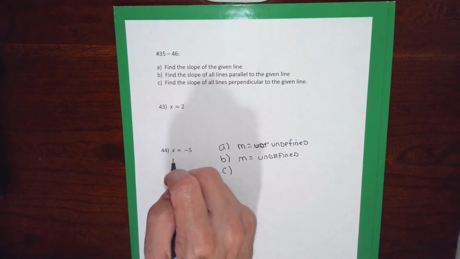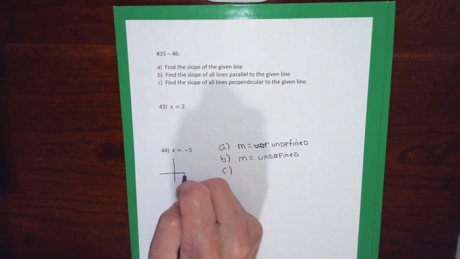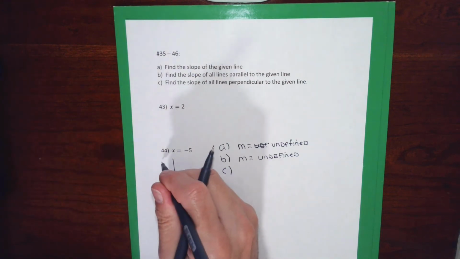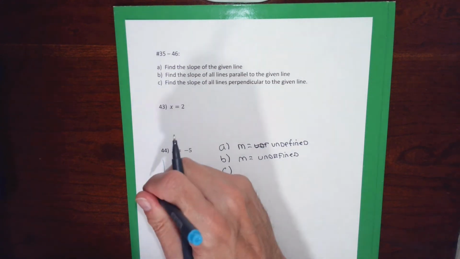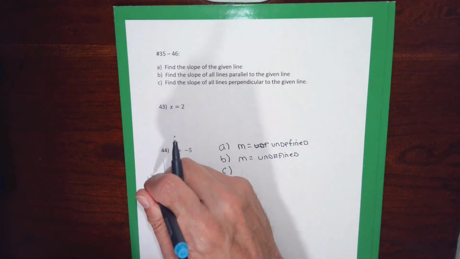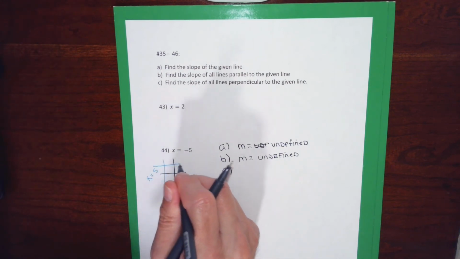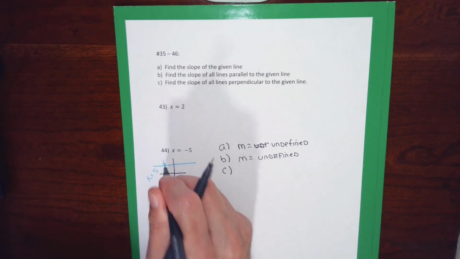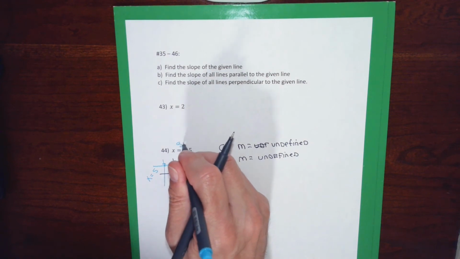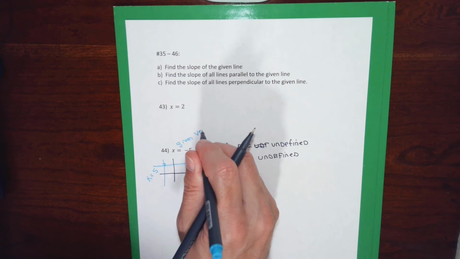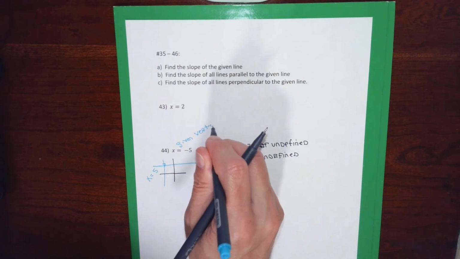When I live in the world of undefined slopes, I can't really do negative reciprocals. I just need to know that all vertical and horizontal lines are perpendicular. The line that's given to me, x equals -5, is a vertical line. Goes through -5 on the x-axis. The perpendicular line is going to be horizontal. So the given line has undefined slope, so it's vertical.